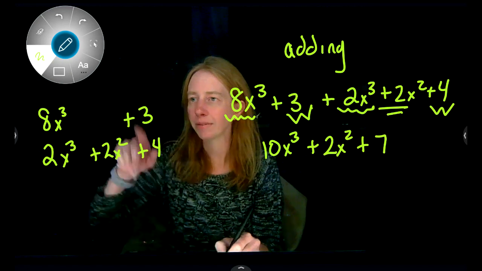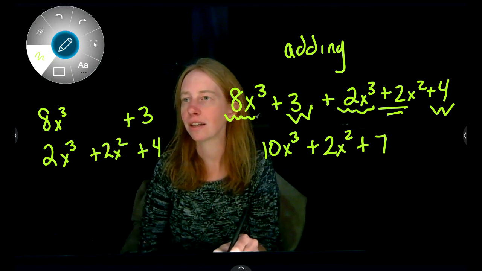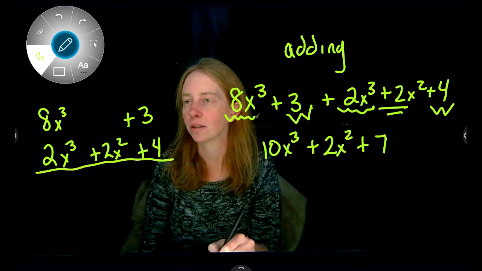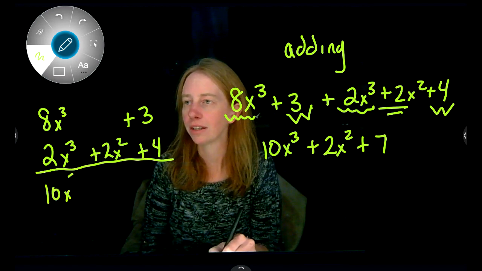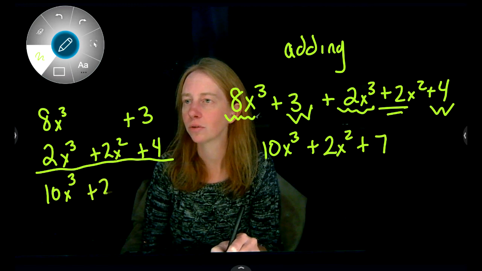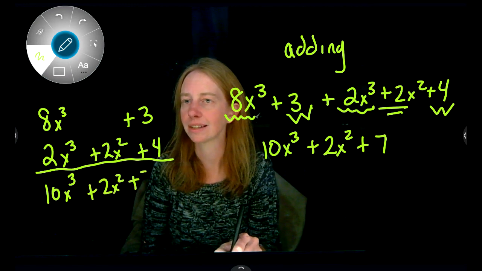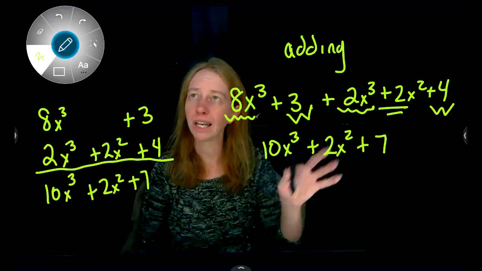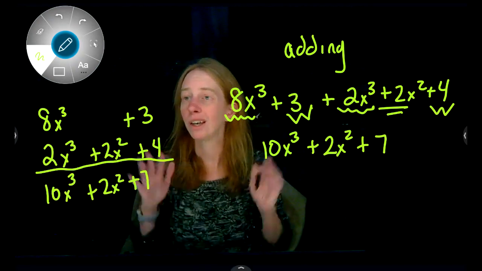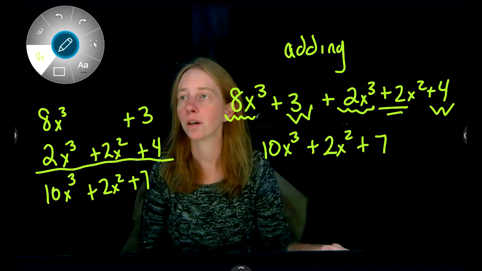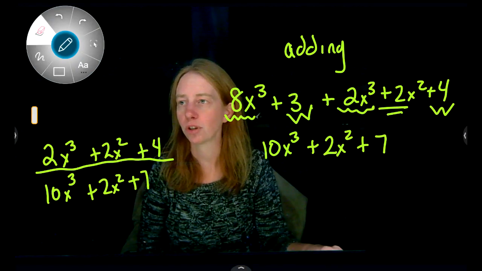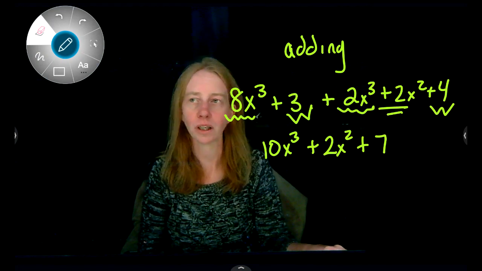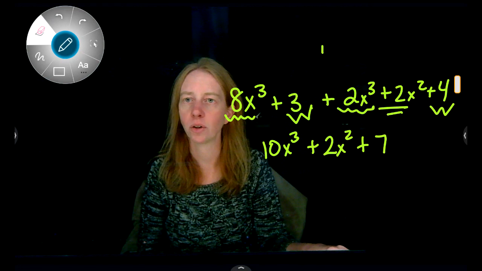Okay, the reason I left this blank space here is because there's nothing that has that x squared with it. So here I'm just doing simple addition: 10x cubed plus 2x squared plus 7. We get the same result, but some people just prefer to line it up this way. Some people prefer to line it up this way. You can choose what works for you. Let's move to subtracting.